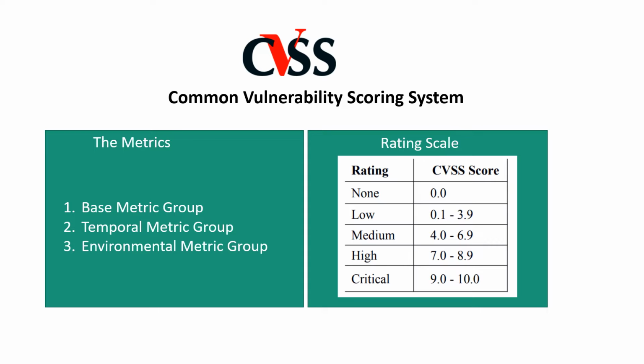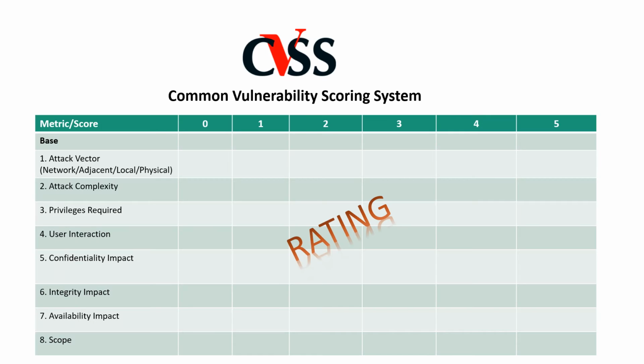To reflect the severity of a software vulnerability, there is a rating scale in both numerical and qualitative representation. You need to assign value in base metric, temporal metric, and environmental metric to get the score at the rating scale. For the ease of understanding, I put the metric in the table format. Let's go one by one.